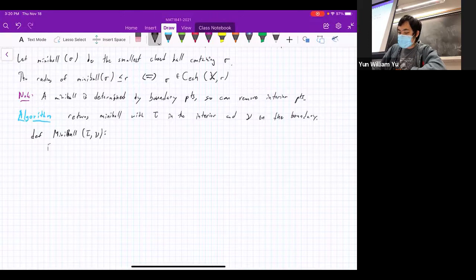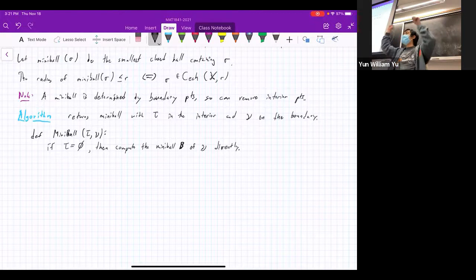The first step is, if tau is the empty set, then we can compute the mini ball B of nu directly.